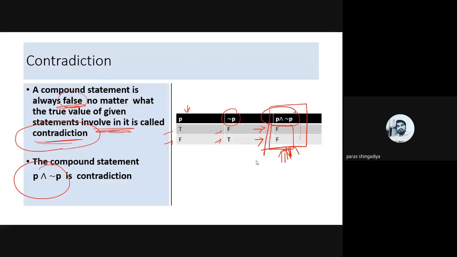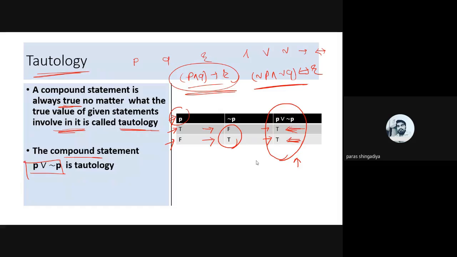Is there any doubt in the tautology? Okay, so this is the tautology definition. We have one compound statement and we'll check its output by using a truth table. Check this last column. This is the output of the given compound statement, that is P or negation P. First we'll consider column P, then negation P, and then the answer for P or negation P.